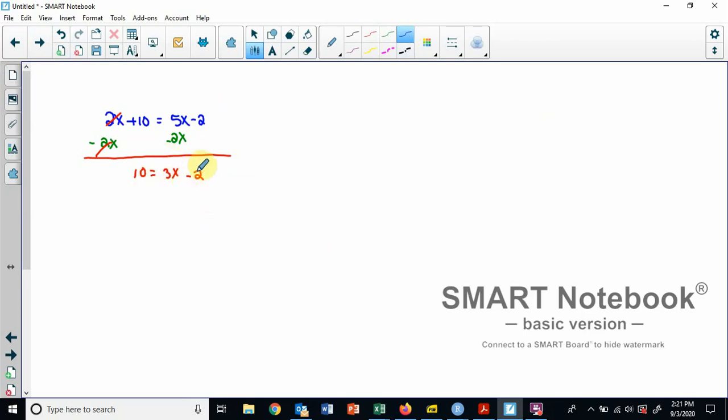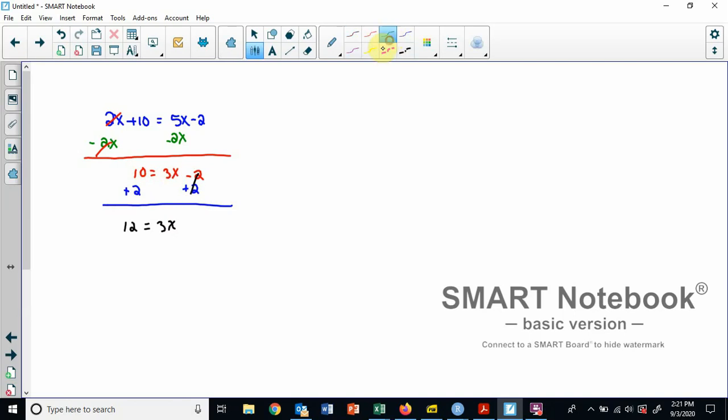Which one do I get rid of first? The minus 2. What's the opposite of subtracting 2? Adding 2. So I'm going to add 2 to both sides. 10 plus 2 is 12. Bring down your equal sign. I didn't affect the 3x. Minus 2 and plus 2 is gone.